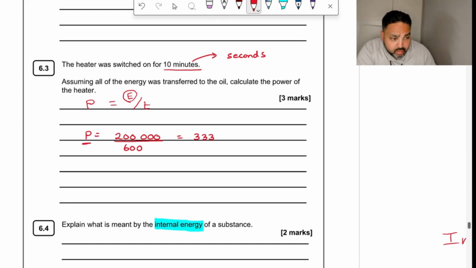What are the units for power? What are the units for power? Someone tell me in the chat quickly, what are the units for power? Yeah, Theo, what are the units? No, Raikindis, what are the units for power?